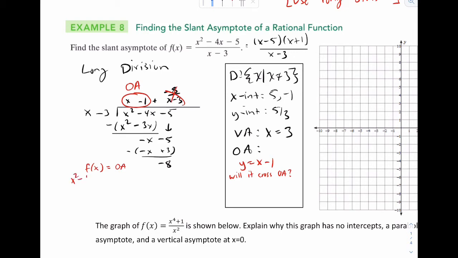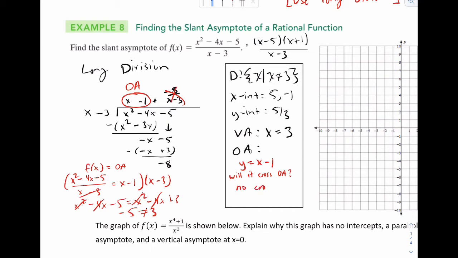So x squared minus 4x minus 5, divided by x minus 3, should equal x minus 1. And we're going to see if we can solve this. We multiply. So x squared minus 4x minus 5 equals x squared minus 4x plus 3. Notice this all cancels. Negative 5 does not equal 3. So there is no cross.